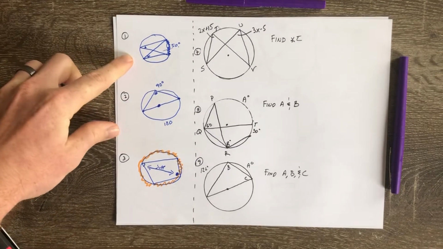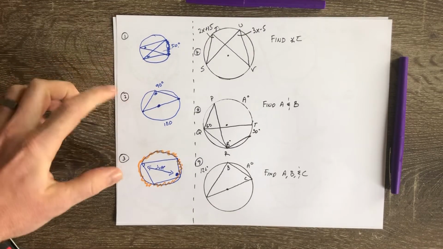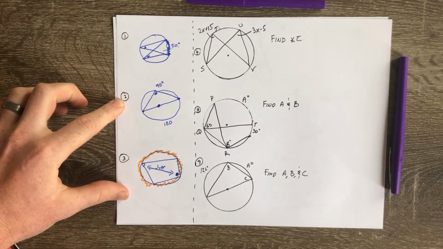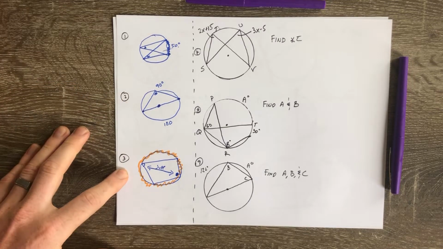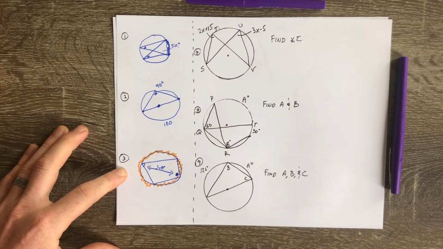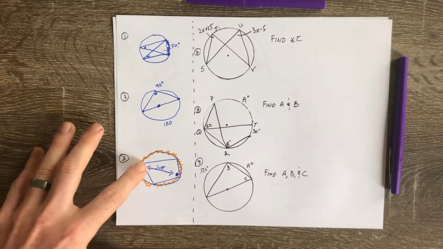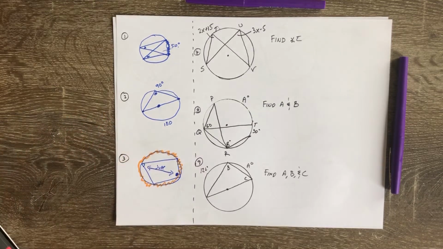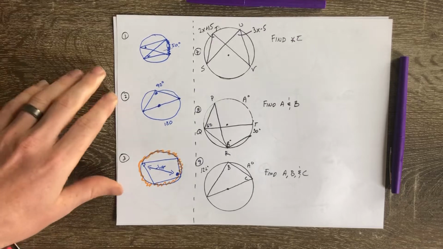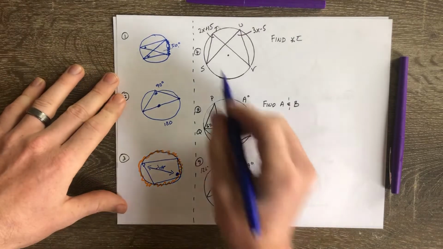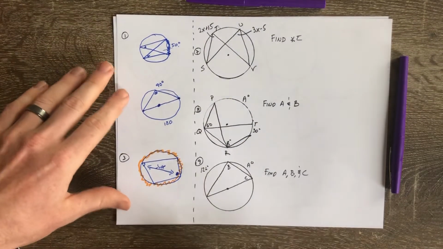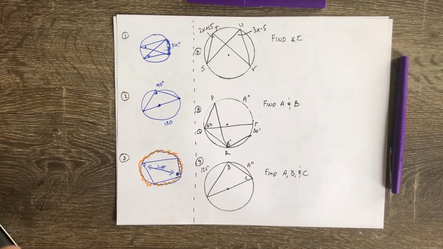So if they open up to the same arc, they're congruent. If they open up to a semicircle, it has to be 90. And if you have a quad inscribed inside of a circle, the opposite angles have to be supplementary to each other. Okay? Cool. So let's do a couple more examples here, and you guys can try the math Excel.